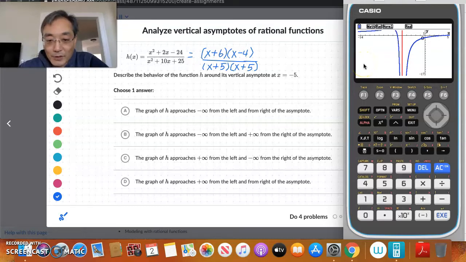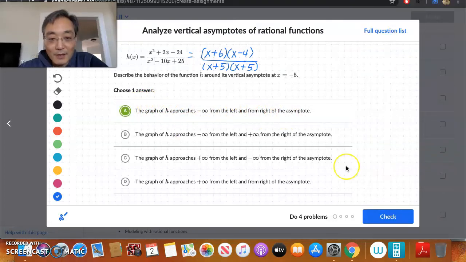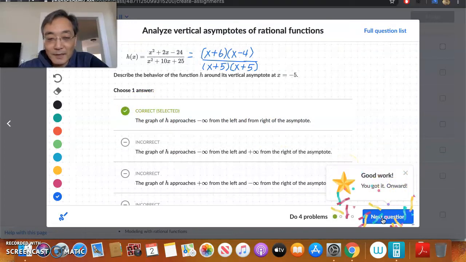Okay, so the question is this. Just by looking at this, we can see that as x approaches, on the left side of x equals negative 5, this thing just keeps going down. And on the right side of x equals negative 5, again, the function keeps decreasing to negative infinity, both sides, right? So if you look at our choices, the graph of h approaches negative infinity from the left and from the right. So I think that is the correct answer, right? And it is.